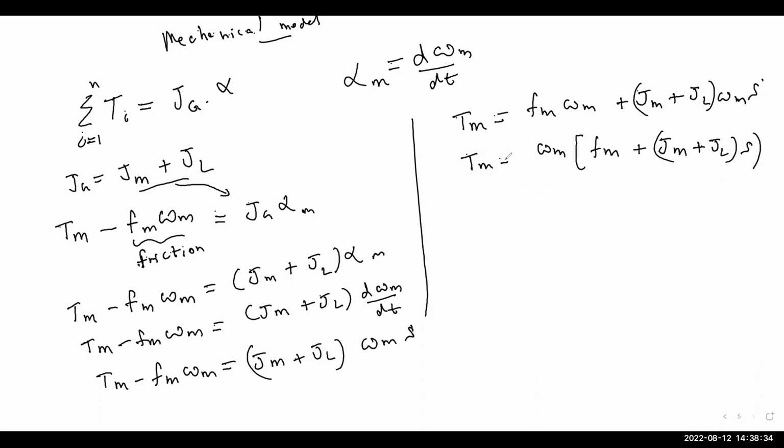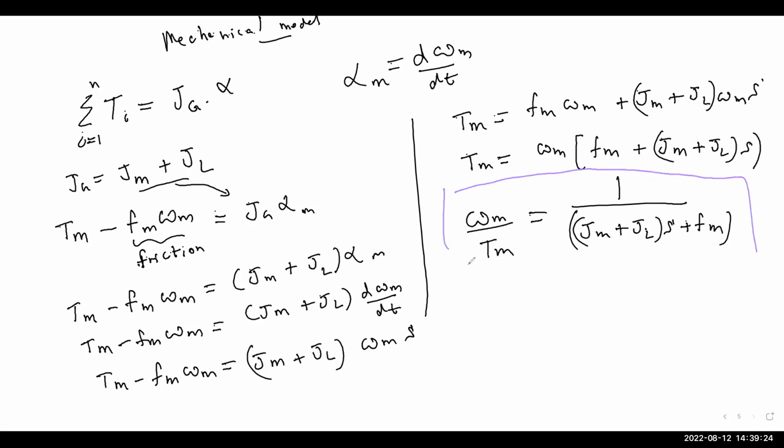We know that the output is this. So if we obtain this RPM over torque ratio, we'll simply get omega m over Tm is equal to 1 over Jm plus Jl times s plus Fm. So this is our simplified mechanical model for the DC motor. Pretty simple, right? It's not very complicated, just some solving.